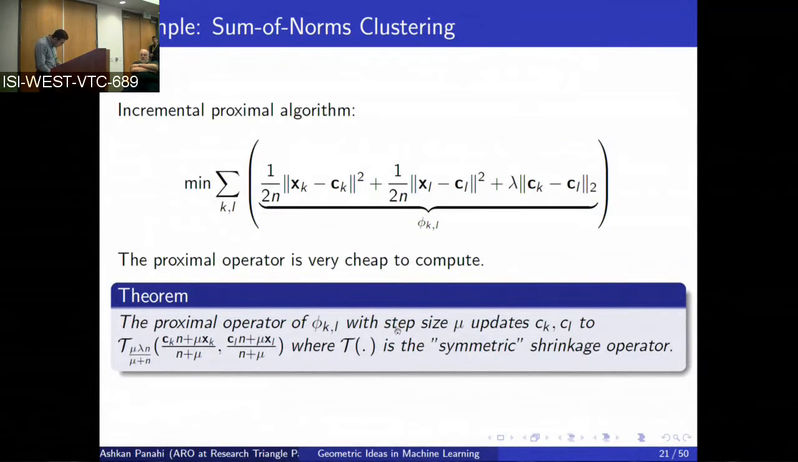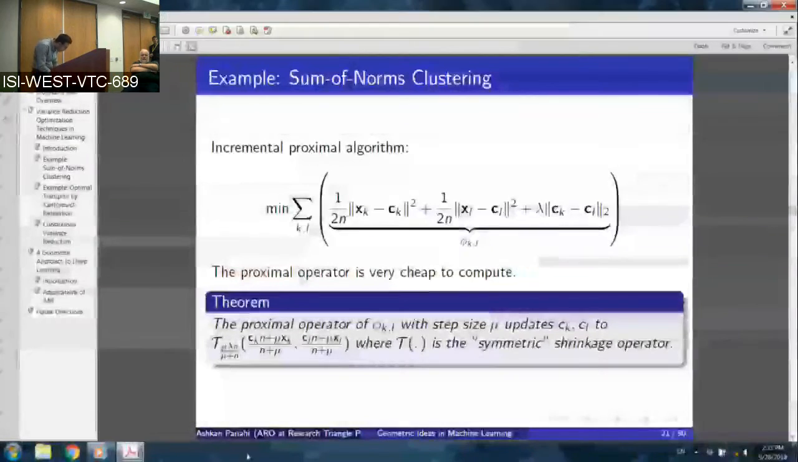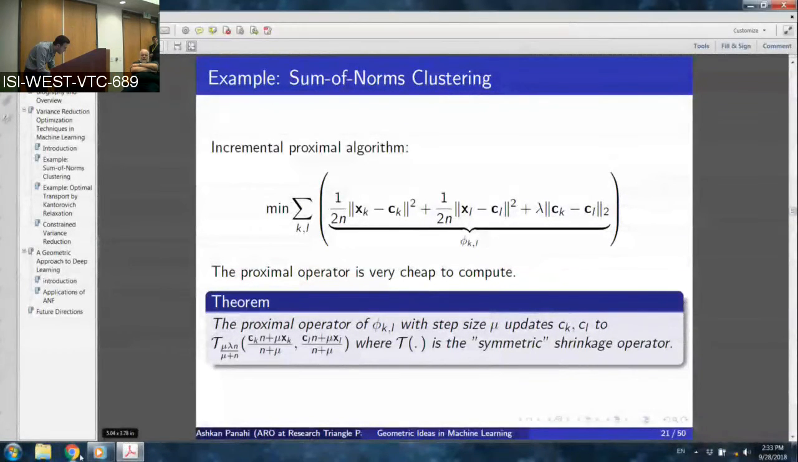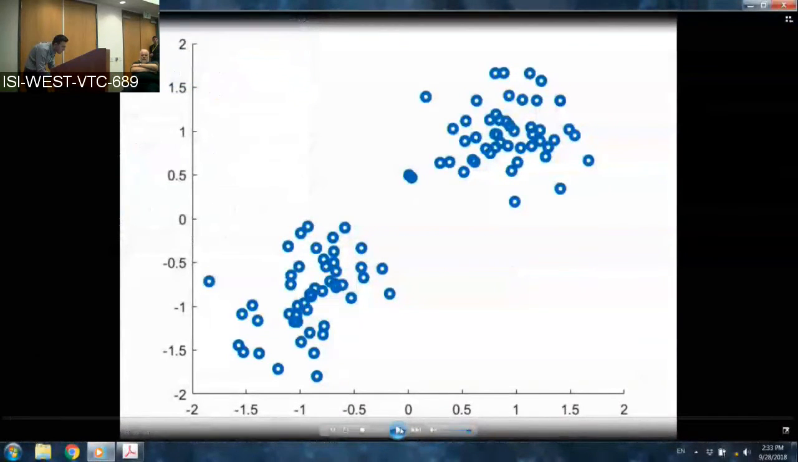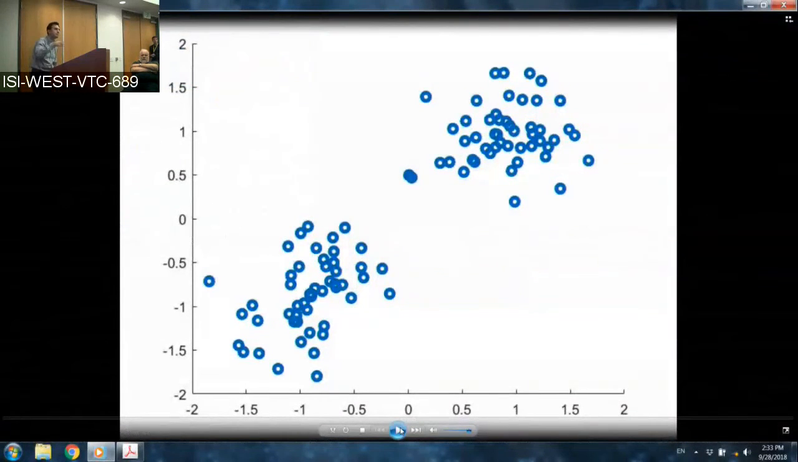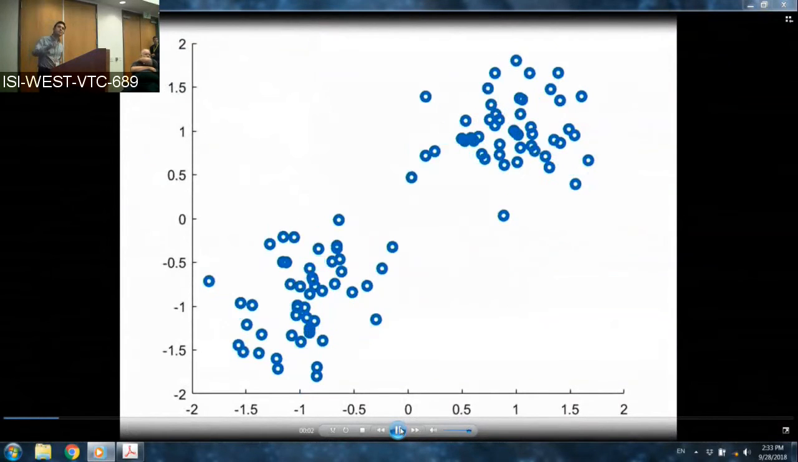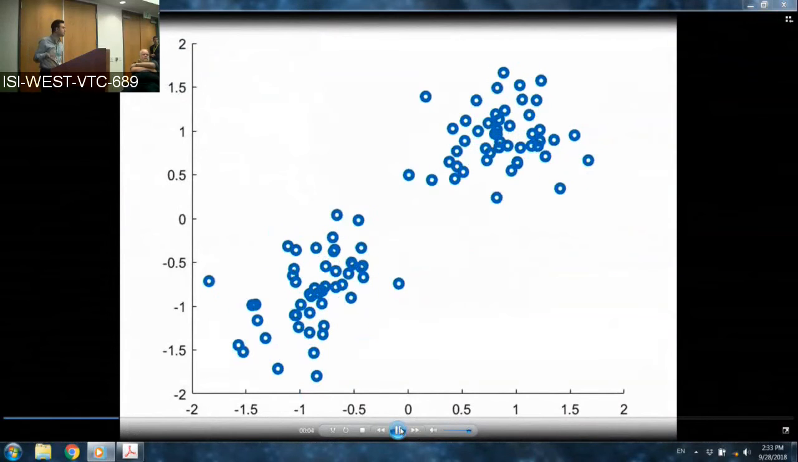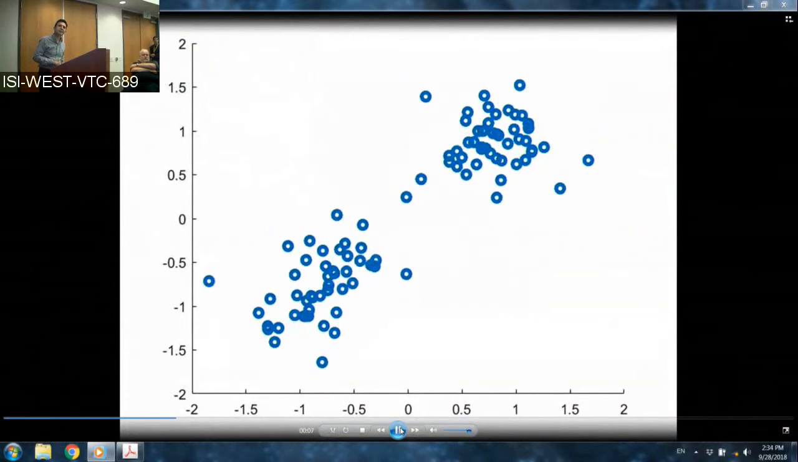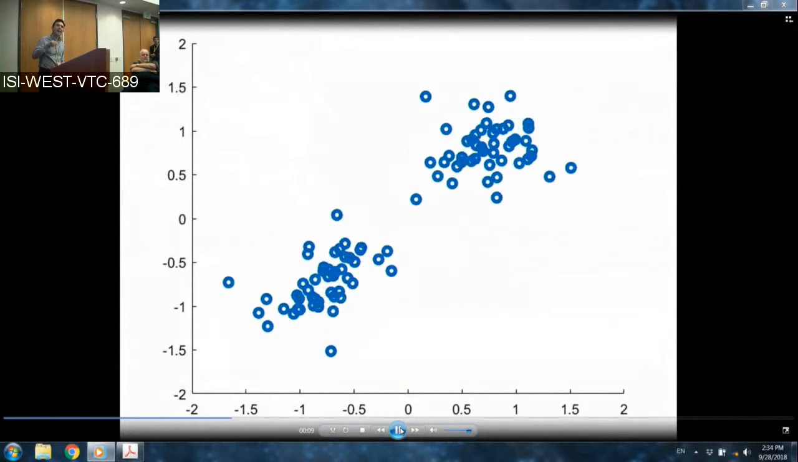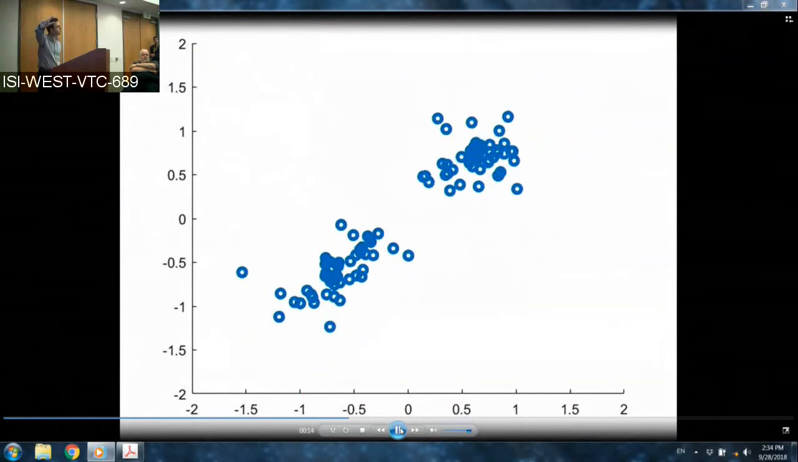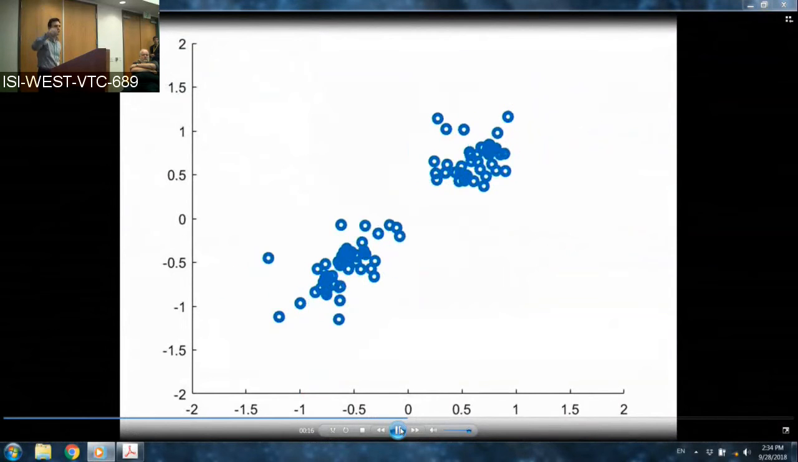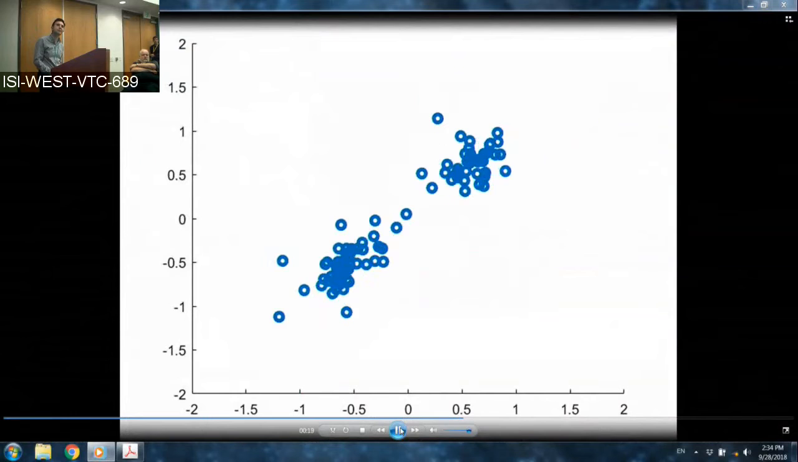So now I have a video of this running on a small toy example. This is your data set, and I'm just going to run the proximal incremental algorithm. Every time you pick 2 points, and they are attracted to each other. You see that they're getting closer to each other, and they are getting clustered. These are the centroids. So in the end, you should end up with two centroids. In this example, we have 2. They're going to get attracted to each other.